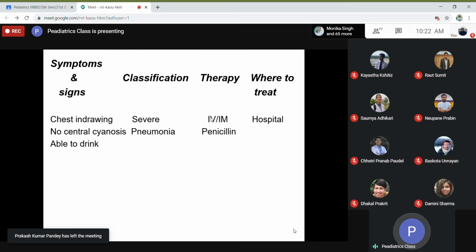And if the child is able to drink, you term it as severe pneumonia. In severe pneumonia, you have to always manage in the hospital with IV antibiotics like penicillin. After a test dose, you have to give the penicillin. Penicillin dose is 50,000 units per kg per dose every 6 hourly for 7 to 10 days, depending upon the improvement. So if severe pneumonia is there, you have to manage the child in hospital.